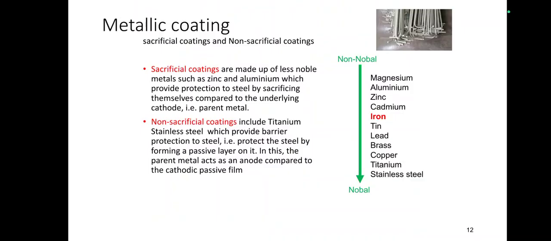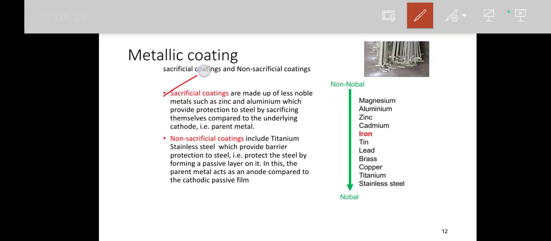Metallic coating comes under two types: one is called sacrificial, another is called non-sacrificial. Sacrificial coating means it will act as anode, it will sacrifice itself, and it will protect the steel. For example, this is the noble metal constitution. If you coat the iron with zinc, cadmium, aluminum, and magnesium, then magnesium and aluminum will act as anode, sacrifice themselves, and protect the iron.